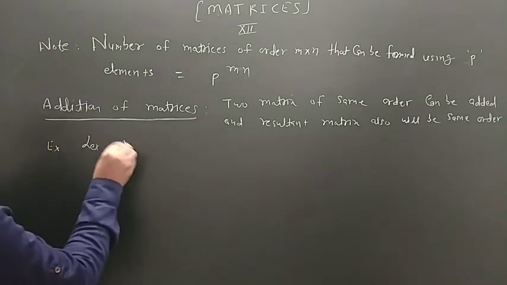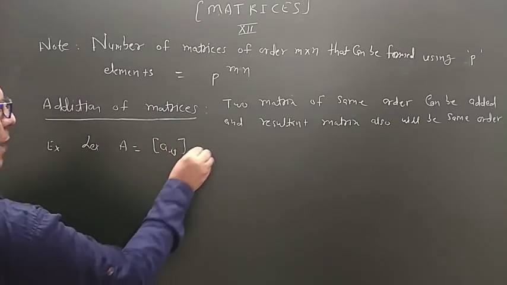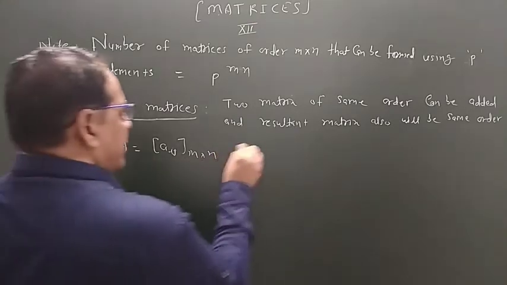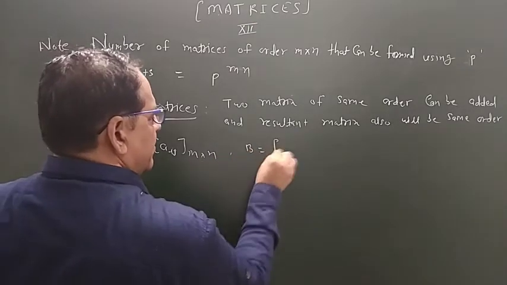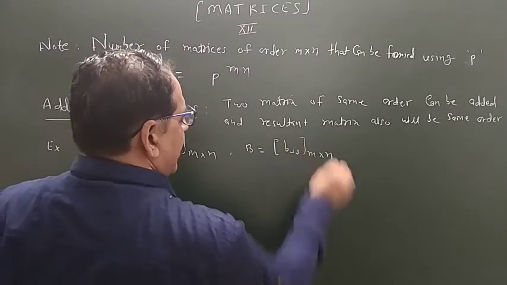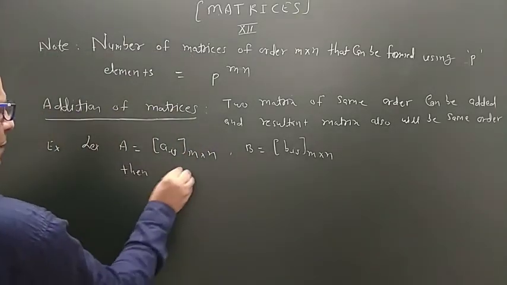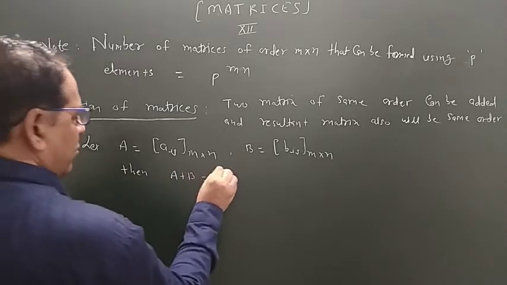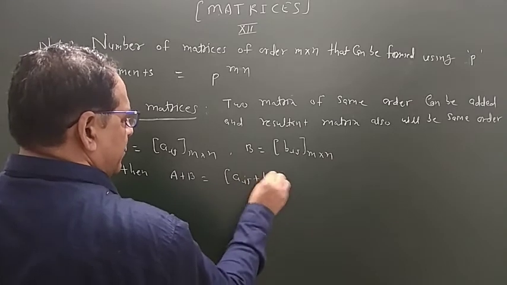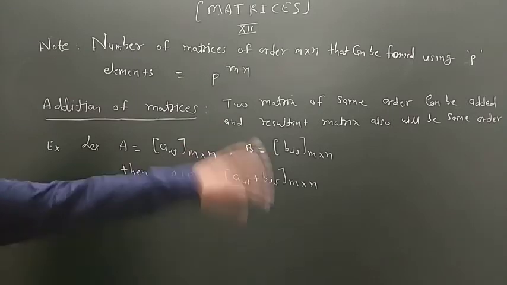let A equal to Aij, m cross n. This is the first matrix A with order m cross n. B is another matrix, Bij, again of order m cross n. Then A plus B equal to Aij plus Bij, again a matrix of order m cross n.